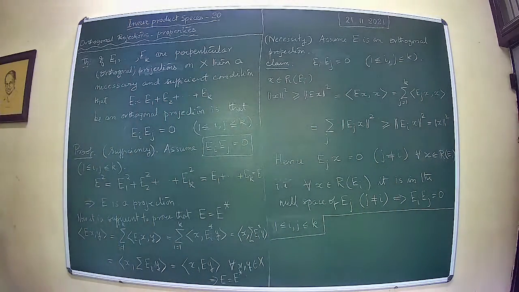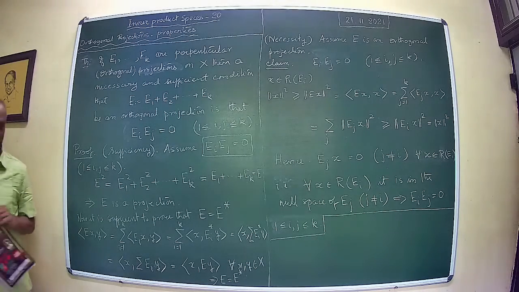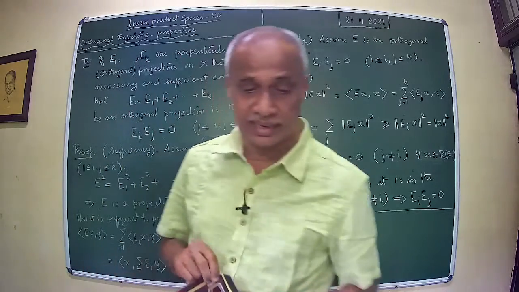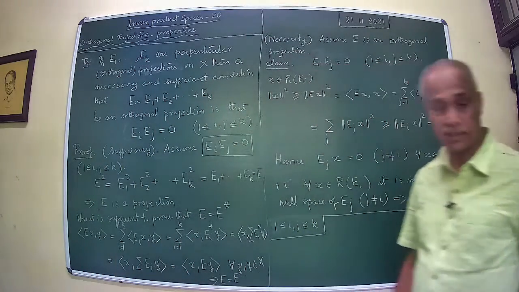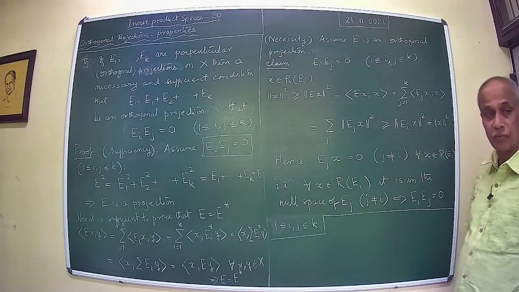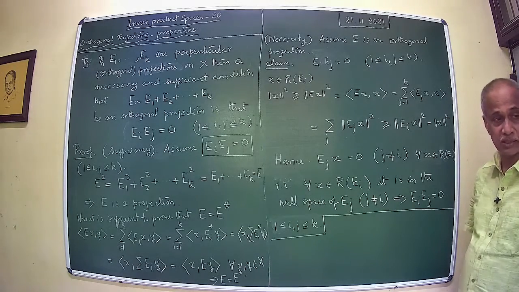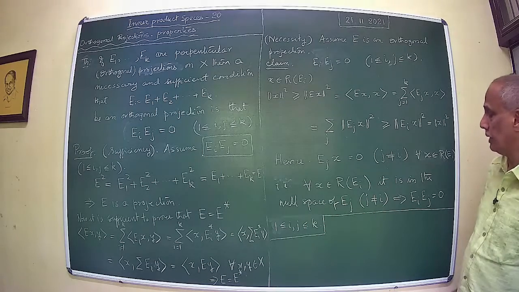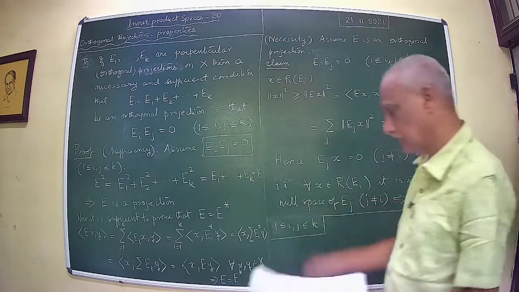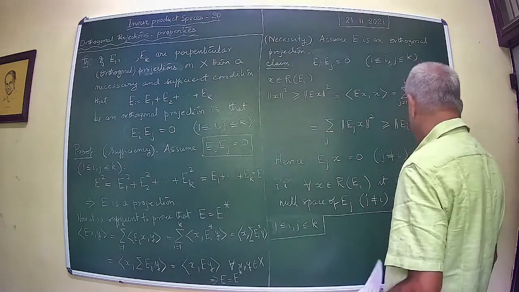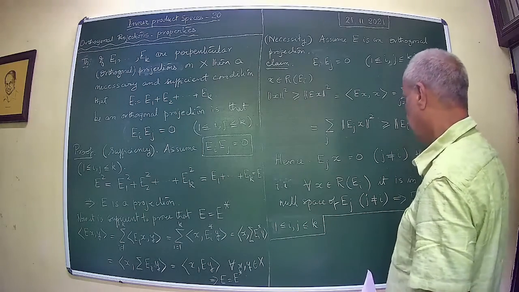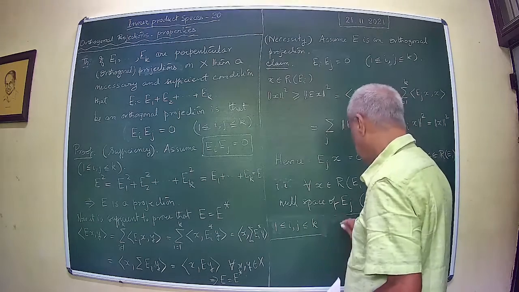So a necessary and sufficient condition for E to be an orthogonal projection, where E is the sum of the operators, orthogonal projections E1, E2, etc., is this: that Ei Ej equal to 0 whenever i is different from j. Of course, I think I should write that also.